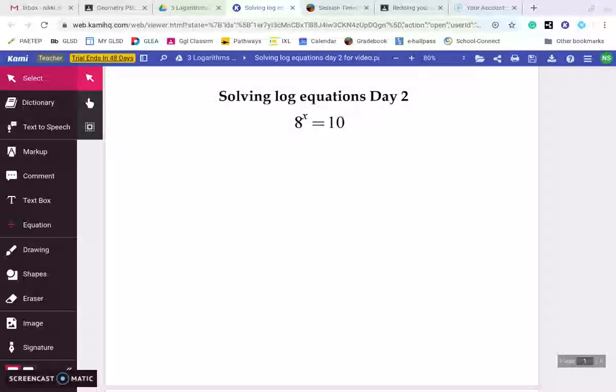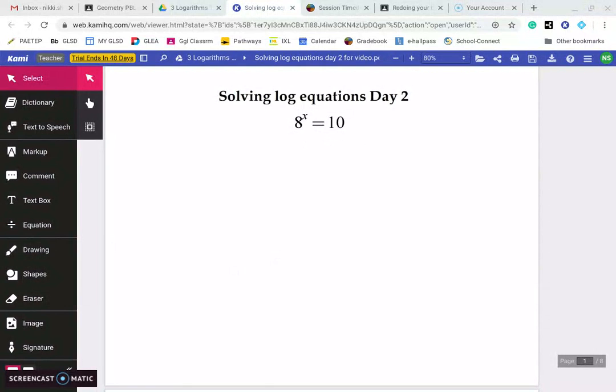So when you see an equation that has an x in the exponent, that's when we're going to have to use logarithms, because remember, logarithms are exponents. So when we need to solve for that exponent, we're going to use logs. And you will need your calculator today for all of these problems. So everything we're going to round to 3 decimal places.